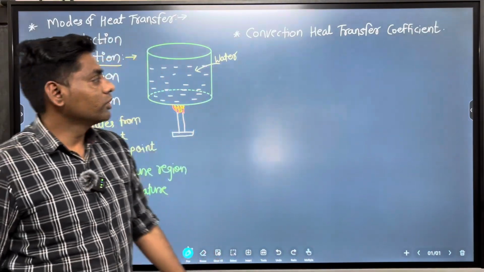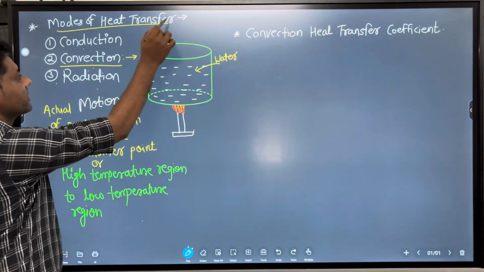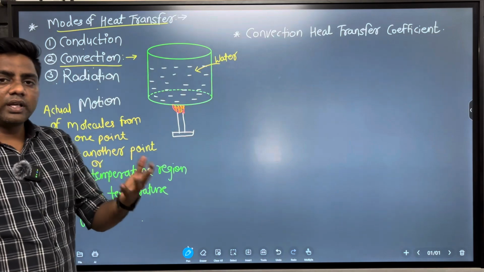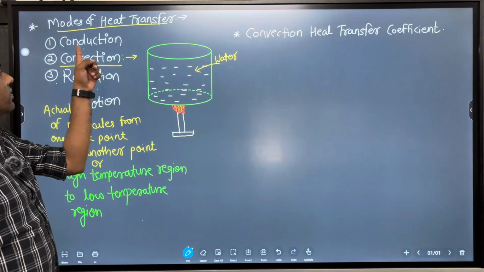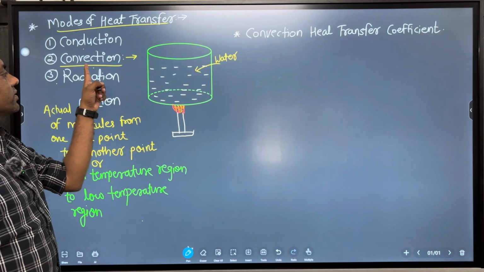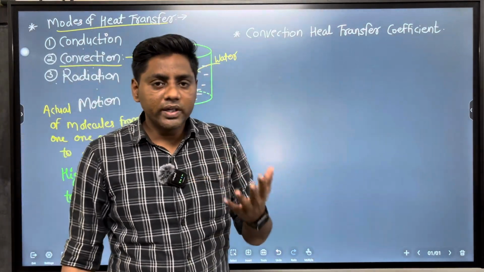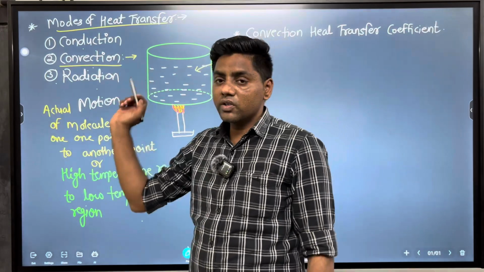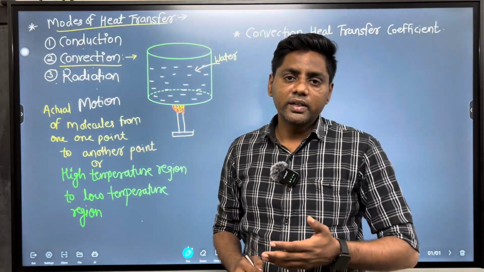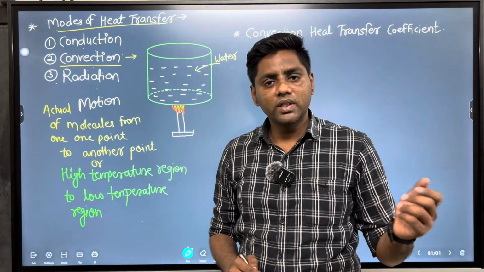Dear student, today we are learning about modes of heat transfer. There are three modes of heat transfer. First one is conduction, second one is convection, and third is radiation. We already completed what is meant by conduction. We know that in solids, heat transfer takes place by means of conduction.